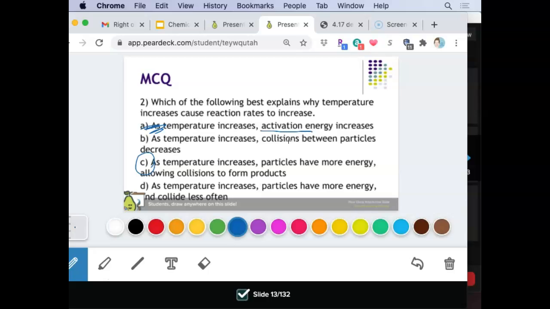There's only one thing in this class that's going to change the activation energy, and it's not temperature. All it does is allow you to get over the activation energy quicker and easier. It doesn't actually change the size of the hill. The hill size still remains the same. You can just get over it easier if you're at higher temperatures.